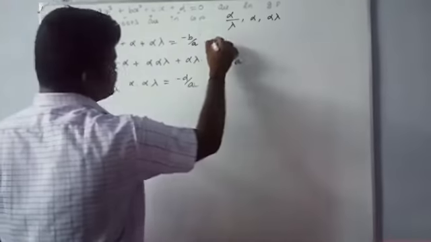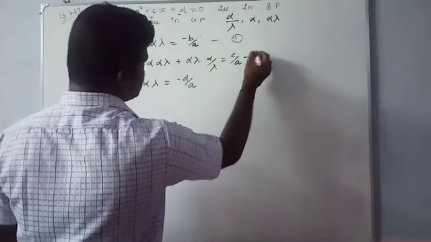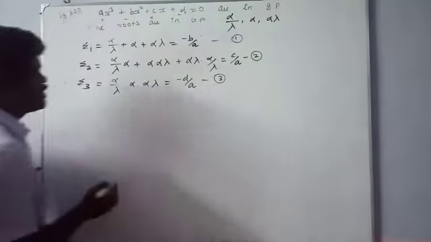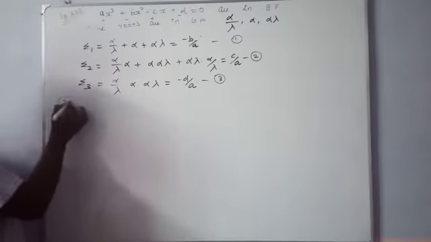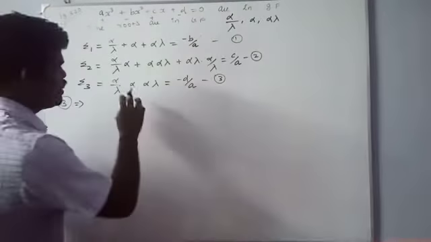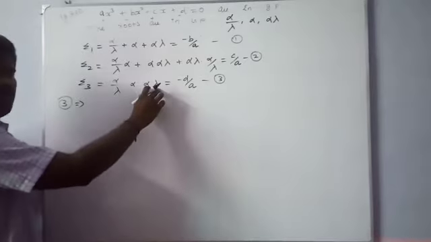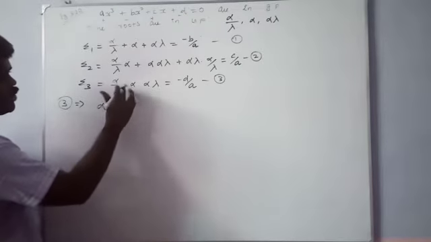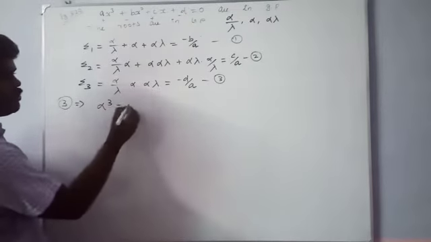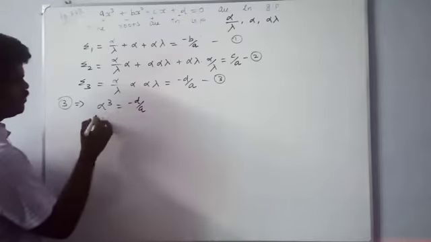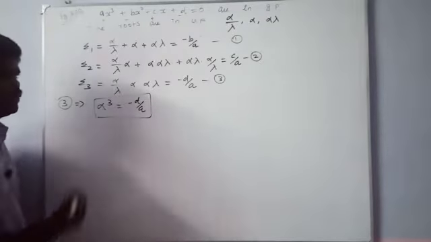This is the first equation, this is the second equation, and this one is the third equation. First we have to take the third equation. Cancel these two lambda. The value of alpha cube is equal to minus d by a. This is the alpha cube value.